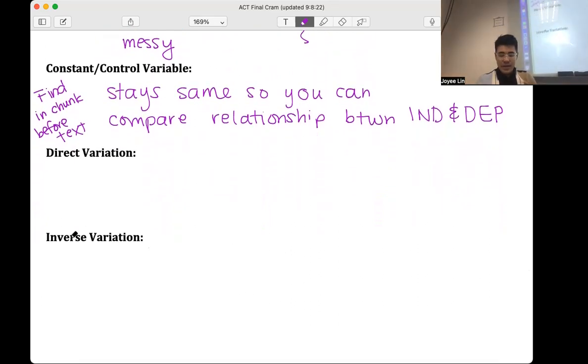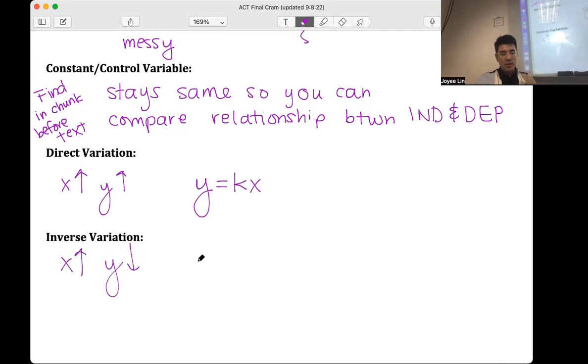What is direct variation? Both increase or decrease. What's the equation? If x and y are directly proportional, y is equal to kx, right? Inversely proportional: as x goes up, y goes down, therefore y is equal to, no, not negative, k over x, right?